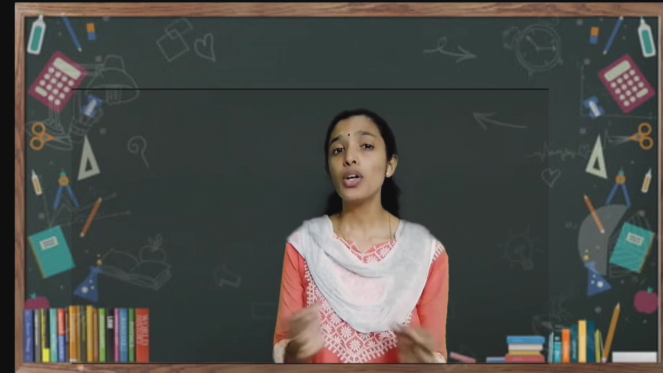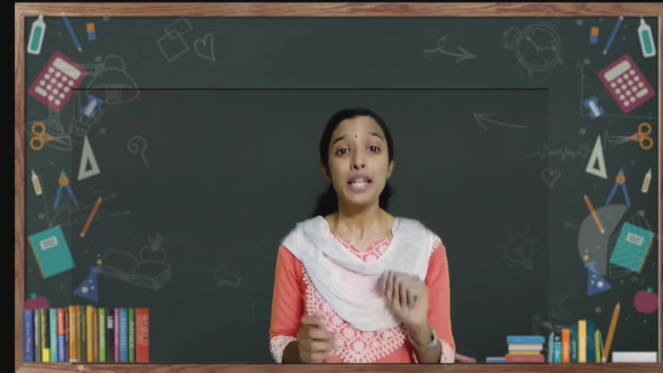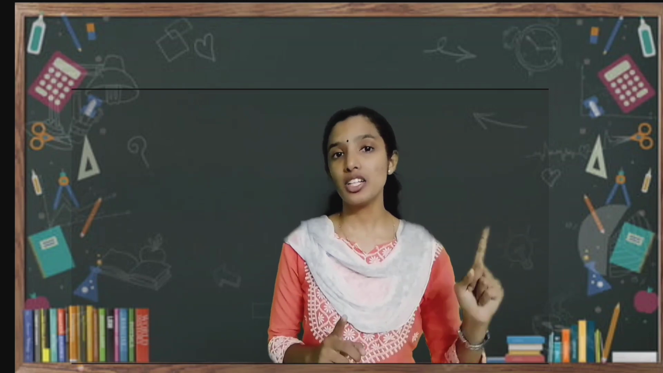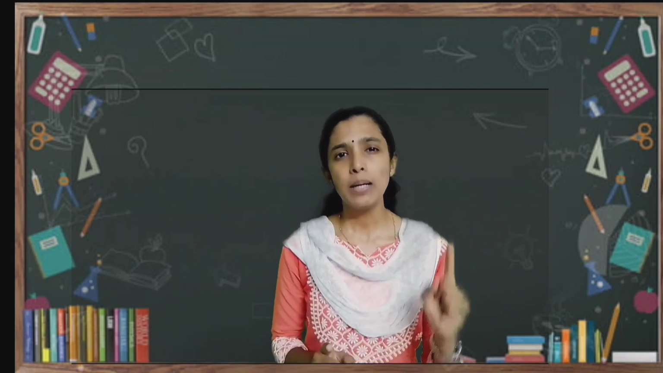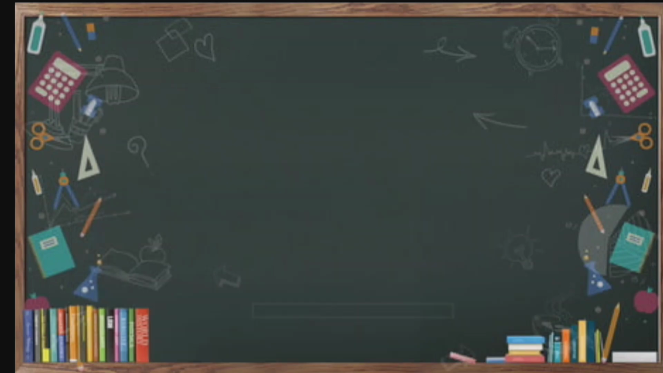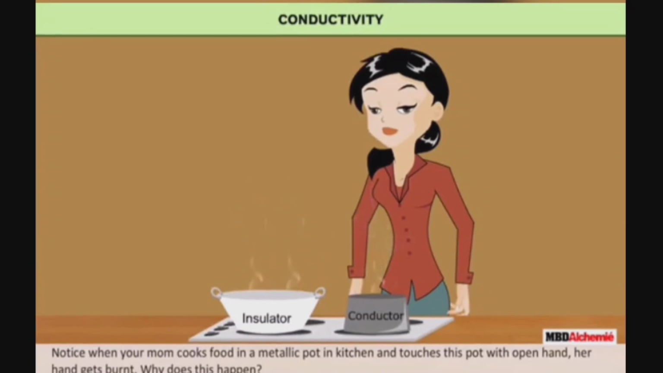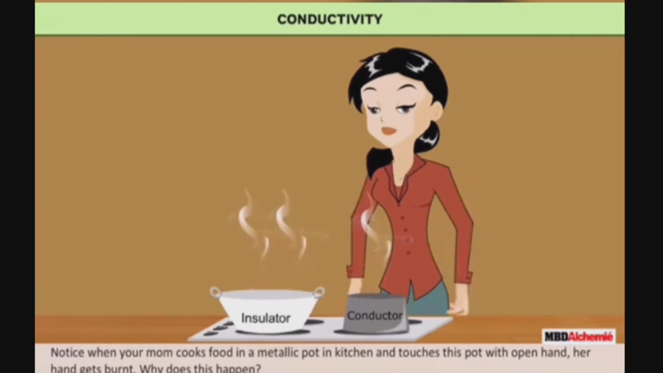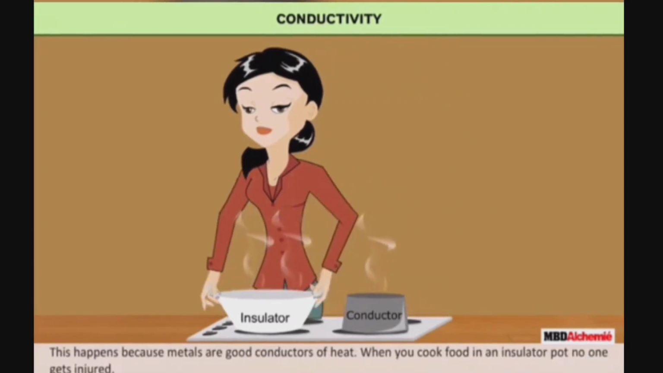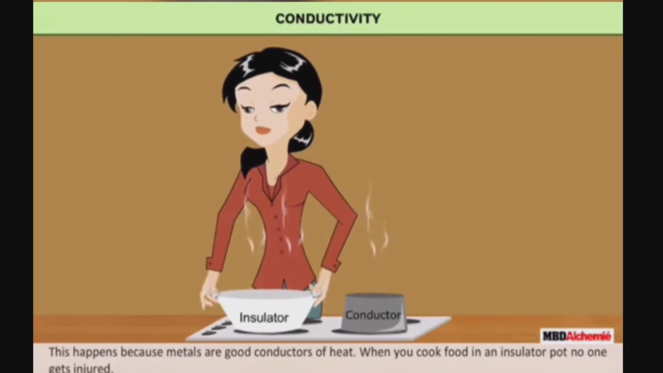Now let me ask you another question. Are metals good conductors of heat and electricity? Do you have any confusion? Okay, now we can see an activity in our kitchen and an experiment. After that, please tell me if metals are good conductors of heat and electricity. Let's get into the activity. When your mom cooks food in a metallic pot in the kitchen, when she touches this pot with open hand, her hand gets burnt. Why does this happen? Metals are good conductors of heat. When you cook food in an insulator pot, no one is injured.